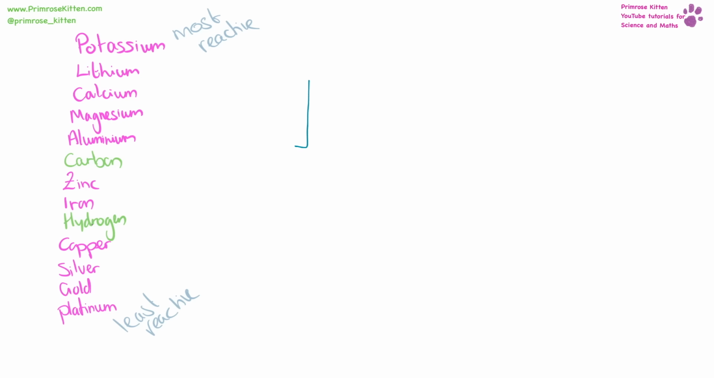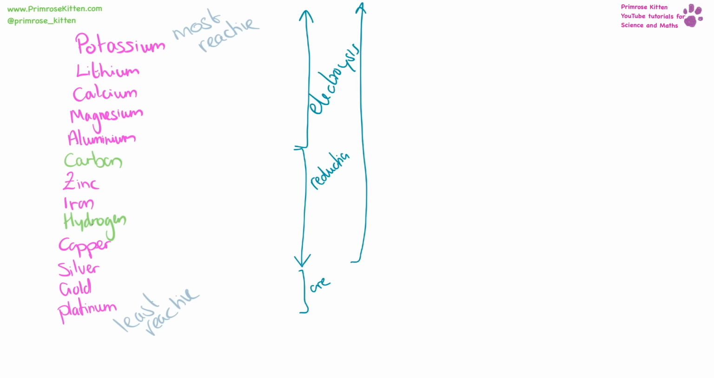Things that are above carbon need electrolysis to be extracted, whereas things that are below carbon can just be extracted by reduction. However, things that are really, really unreactive, like silver, gold and copper, are generally found in the earth as their pure ores, unreacted with anything. Everything else is generally going to be reacted with oxygen in the form of metal oxides.